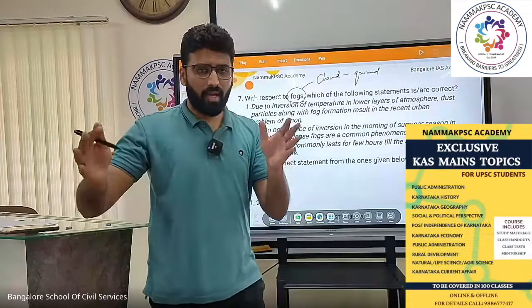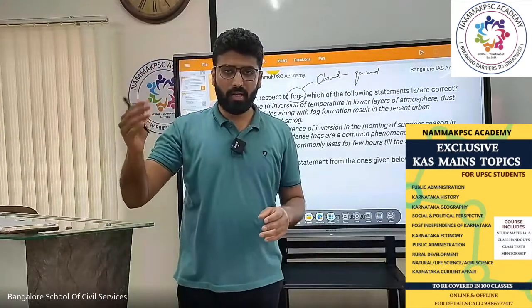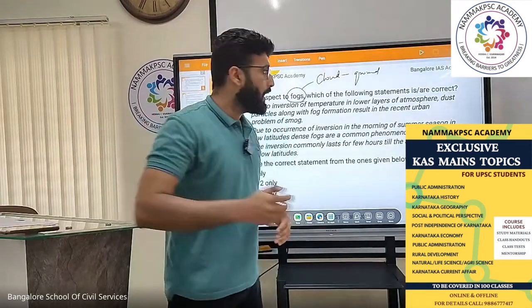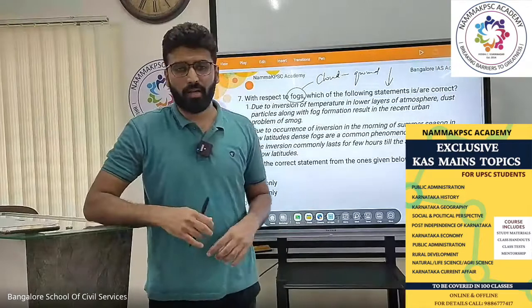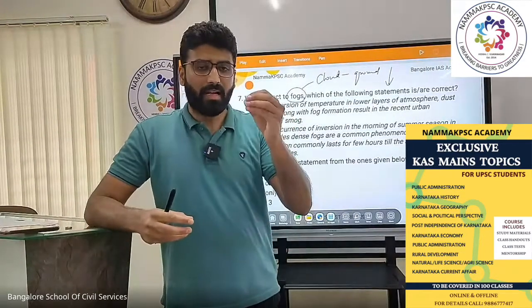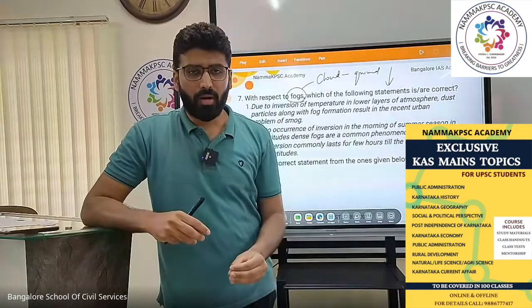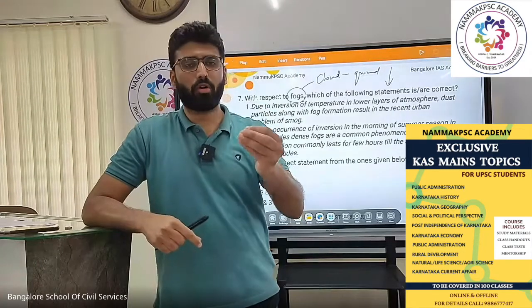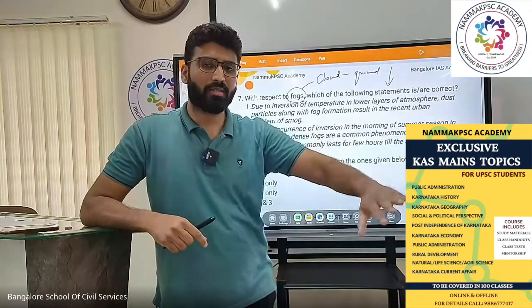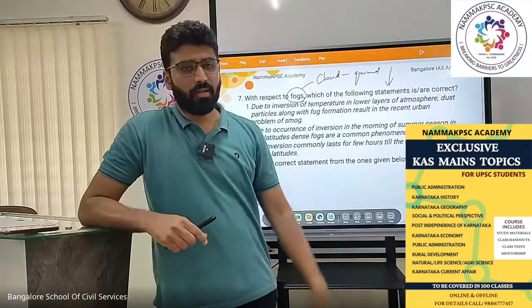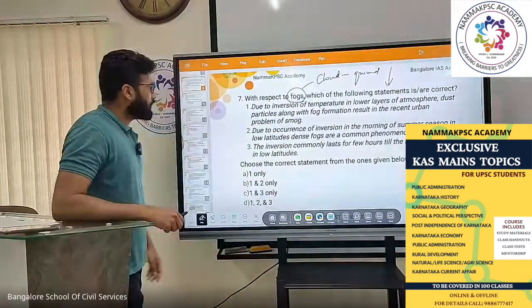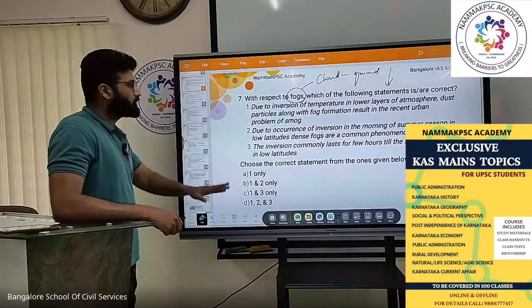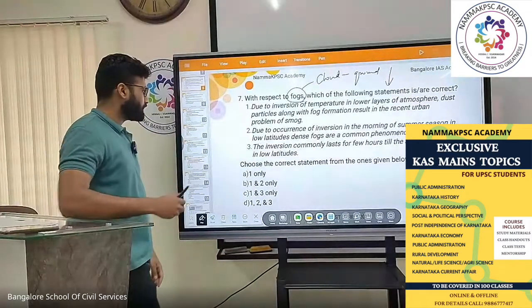Whenever you have air with high moisture content along with dust particles, and if the temperature drops, what will happen to all that moisture content? That water vapor will condense on these dust particles, forming tiny water droplets which are able to float just above the surface of the earth. This gives rise to fog. So with respect to fogs, which of the statements are correct?